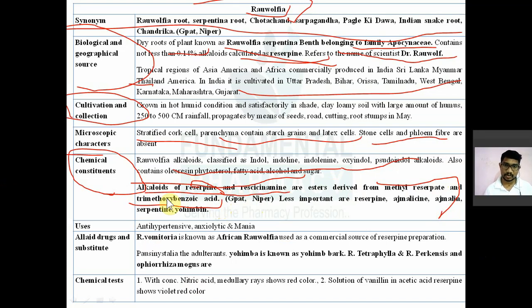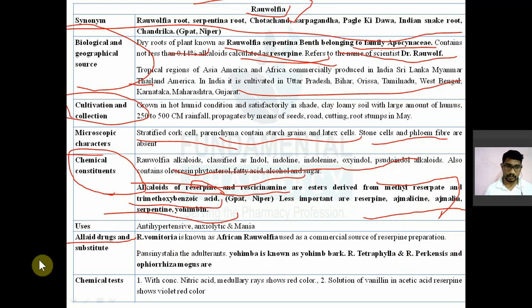Remember, the less important alkaloids from this plant are reserpinene, asmelacin, asmelin and serpentine, and yohimbine. These are the less important alkaloids from this plant. So it is used as an antihypertensive.